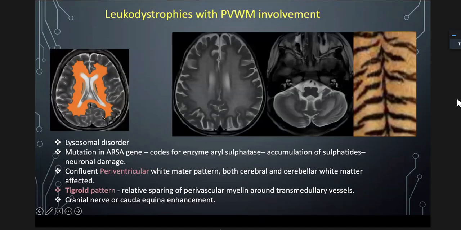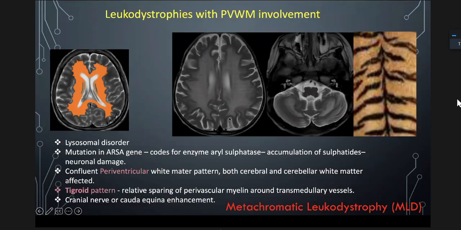Now, coming to leukodystrophies with periventricular white matter involvement. So, here we have seen this case before. So, this is a case of metachromatic leukodystrophy. This is a lysosomal disorder which occurs because of mutation in ARSA gene, which codes for aryl sulfatase. Because this enzyme is deficient, there is accumulation of sulfatides in the nerves, resulting in neuronal damage. So this is characterized by confluent periventricular white matter signal.